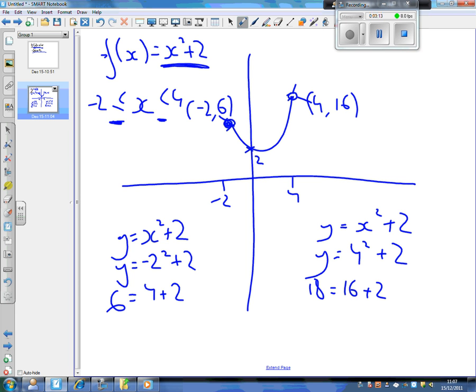So yeah, what we've done there is we've sketched this function and we found the coordinates for the 2 points at the end. So yeah, that's how you'd sketch a function using the rule and the domain.